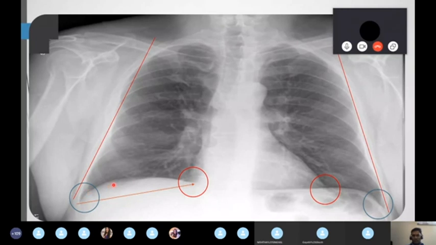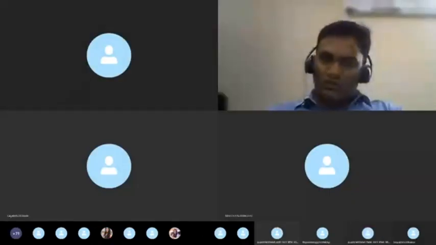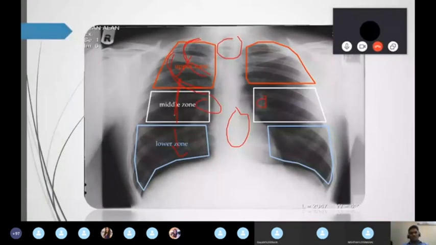Okay, this is the right side dome. So you have to see whether the dome is there or not. The upper zone, second to fourth, we are going to call a mid zone. Below fourth, we are going to call a lower zone. So we call it a zone. We never call it a lobe. Better you talk about the upper zone, mid zone, and lower zone.